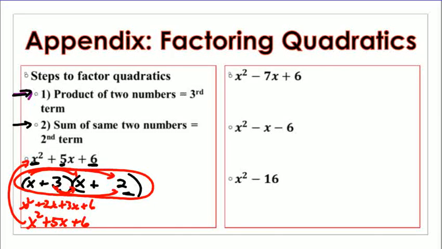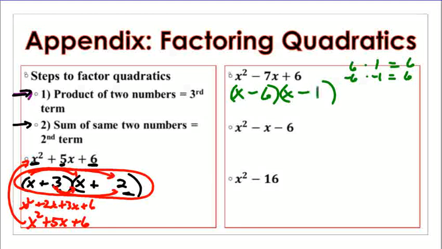So let's try one ourselves. I have my two binomials. They both start with x. Now I need to find two numbers that I can multiply to get 6, but add together to give me -7. So I know 6 times 1 gives me 6, but 6 plus 1 does not give me -7. What if I did -6 times -1? That will give me a +6. And if I add them together, -6 plus -1 does give me -7. So I know this is a -6 and a -1. This would be my answer.